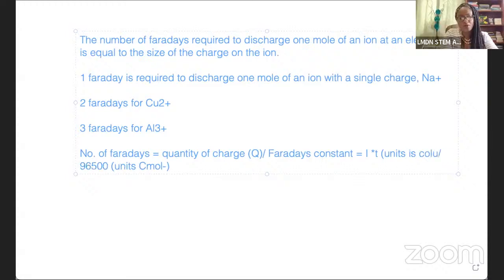So essentially what we're doing is dividing coulombs by coulombs per mole. So in the end, what does that give us? Because this is very important. I'm happy that we're going over this. It gives you moles.